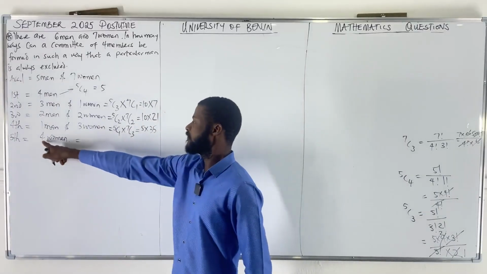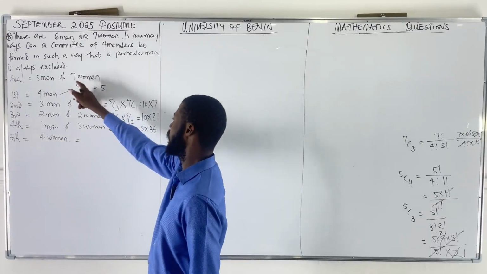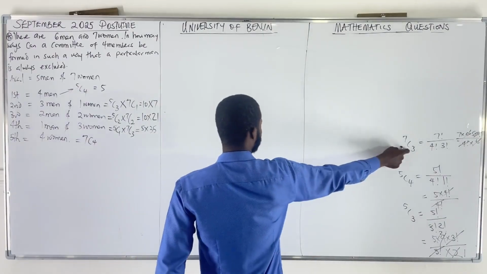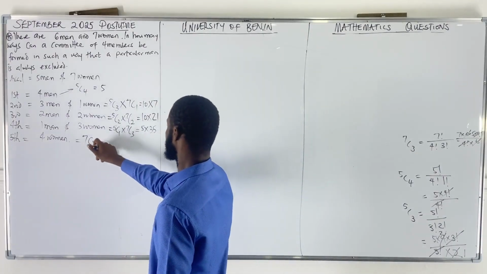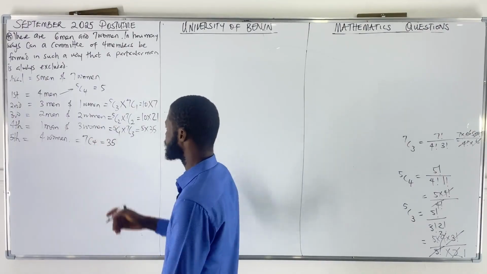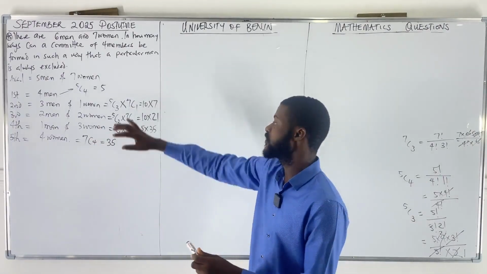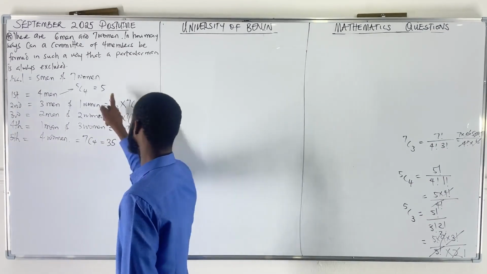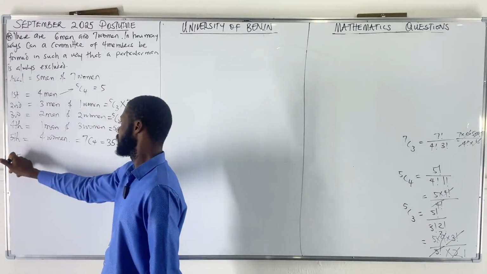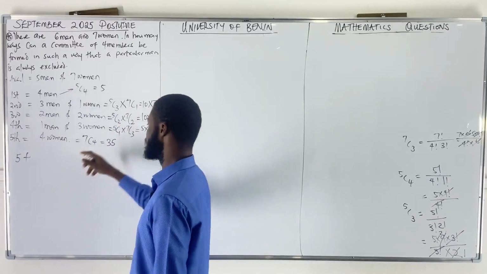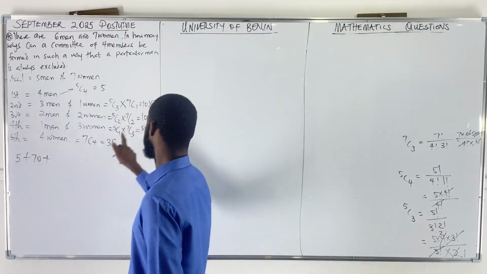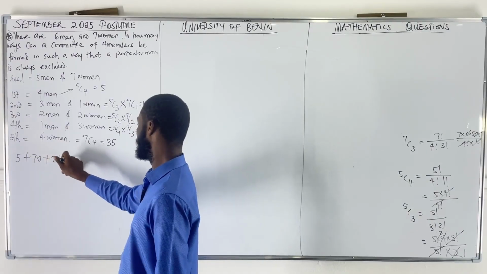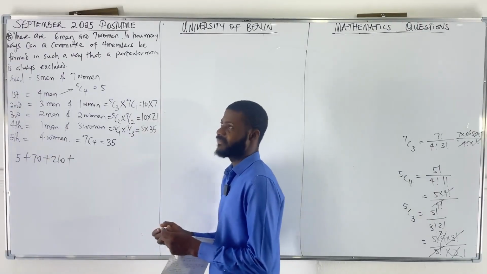Okay. Then 4 women. These are 7 women. So 7 combination 4. 7 combination 4 is the same thing as 7 combination 3. So this is also 35. So the answer to this question will be the sum of all of these products. So our answer will then become 5 plus 10 times 7 is 70, plus 10 times 21 is 210, then plus 5 times 35.